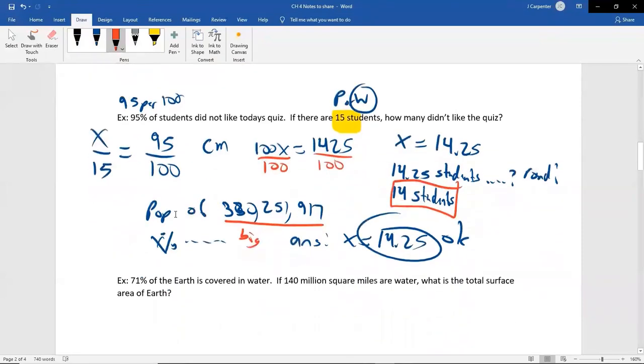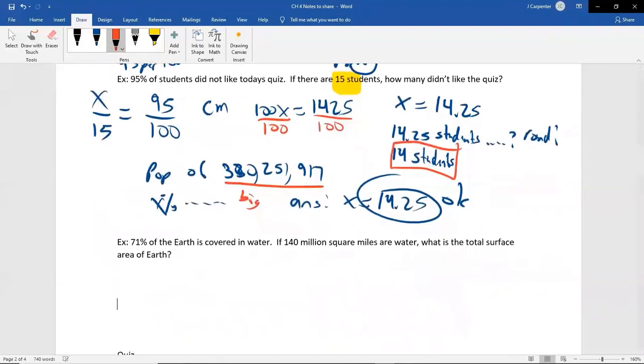All right. There's that quiz peeking at you. 71% of the Earth is covered in water. This is not the quiz. If 140 million square miles are water, what is the total surface area of Earth?